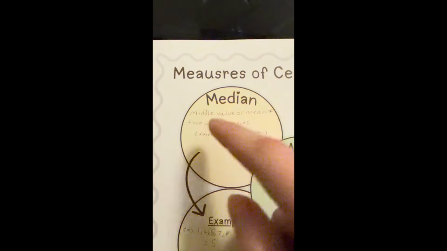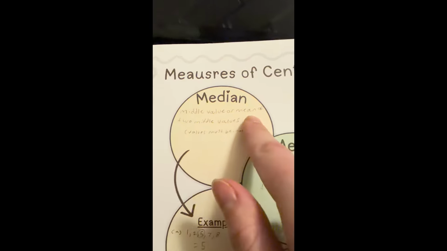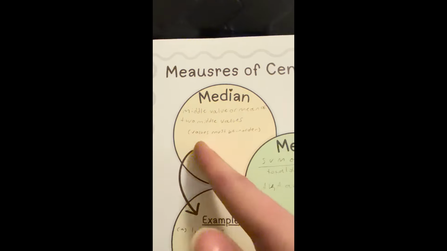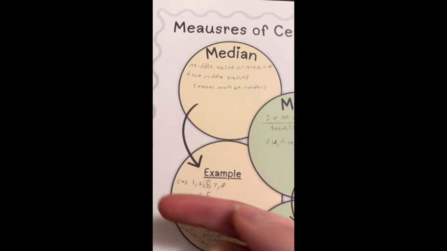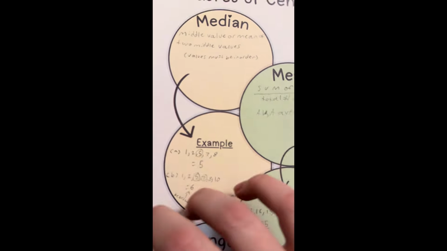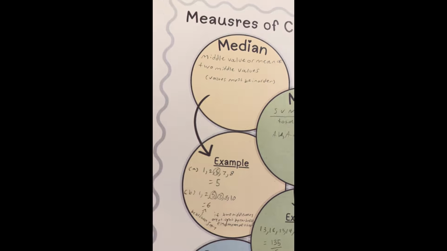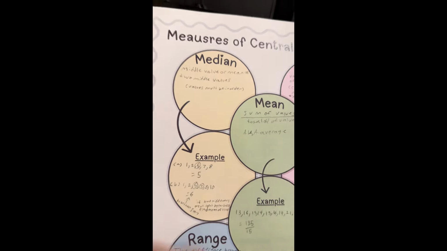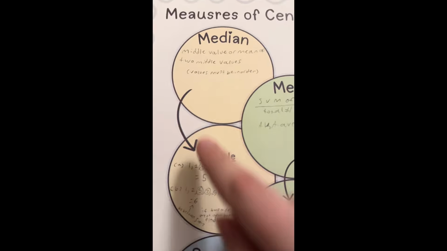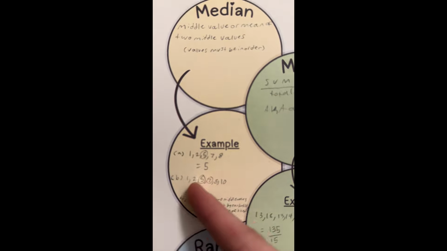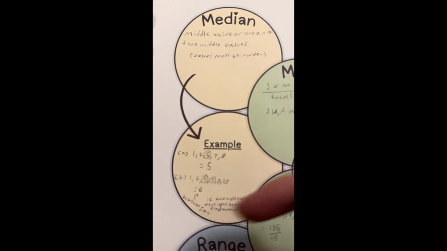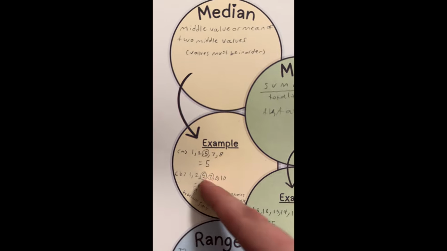Okay, the median is the middle value or mean of two middle values. The values must be in order. But why do they have to be in order? You want them to be in order so that if you come across an even number of values, then you have to find the mean of those two values.